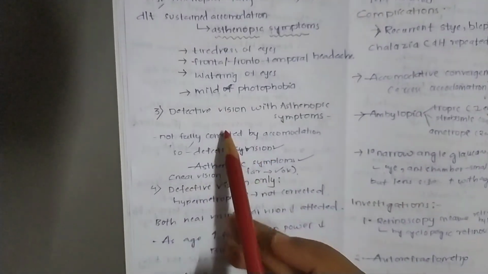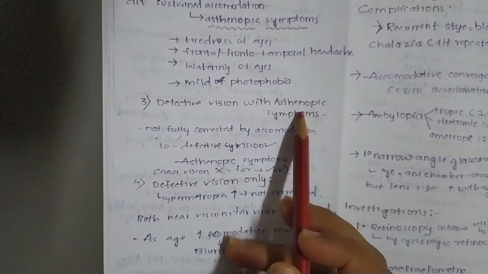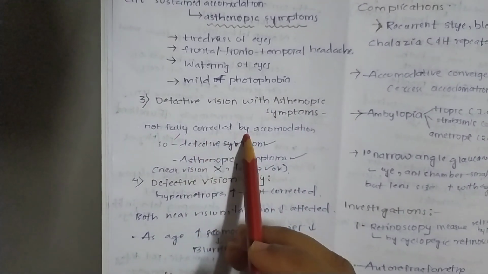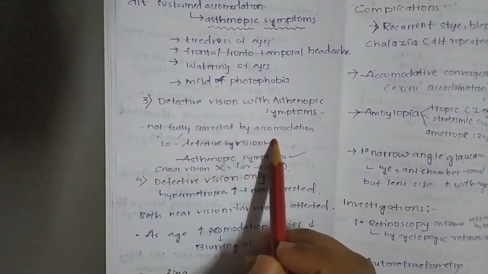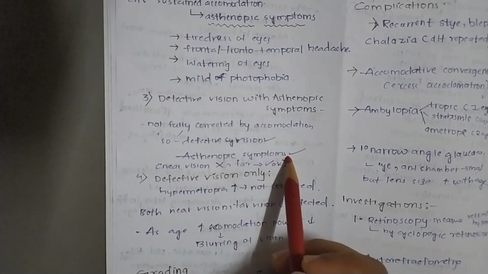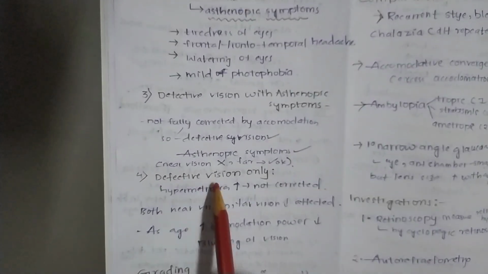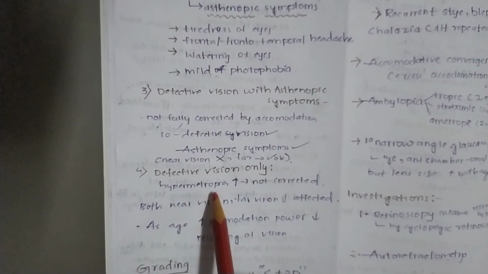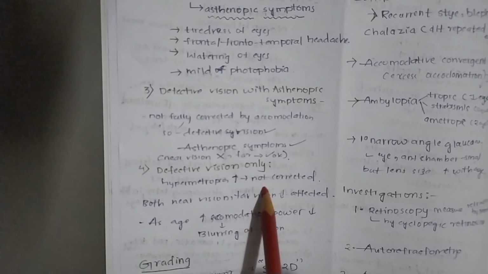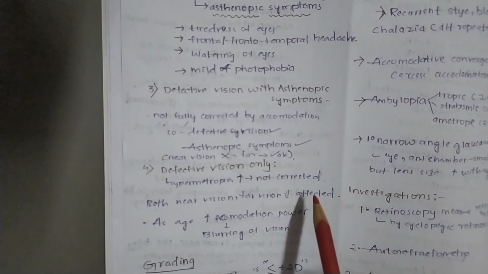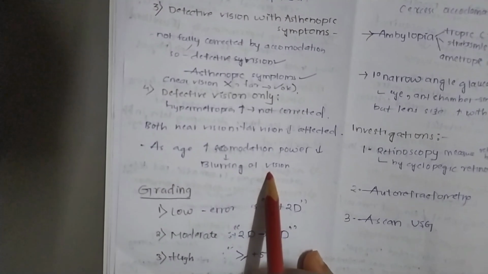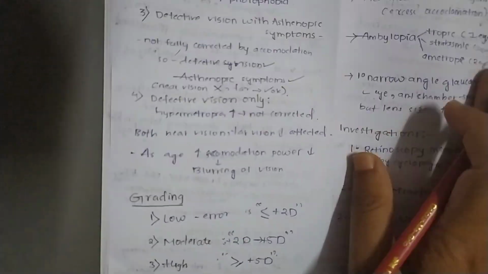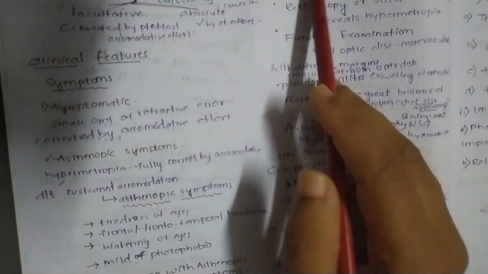So next is defective vision with asthenopic symptoms. It is not fully corrected by accommodation. So defective vision occurs, and along with it asthenopic symptoms also occur. Next, defective vision only, that means hypermetropia which cannot be corrected even by accommodation. So blurring of vision is there, for which we have to use a lens. So next we will see the signs of hypermetropia.